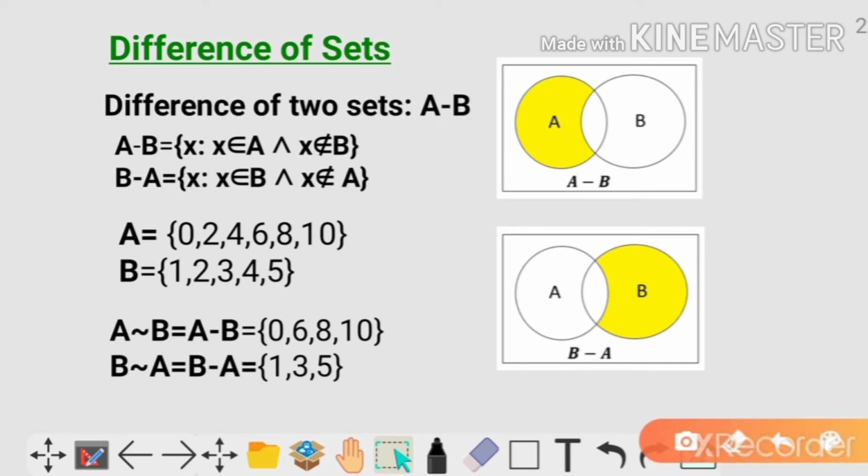What is difference of set? The definition of A minus B is that it contains those x where x belongs to A and x does not belong to B. Now look at the example.